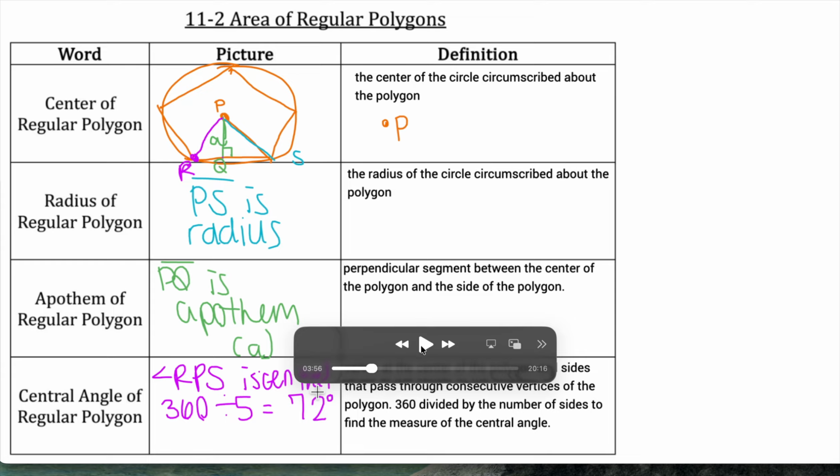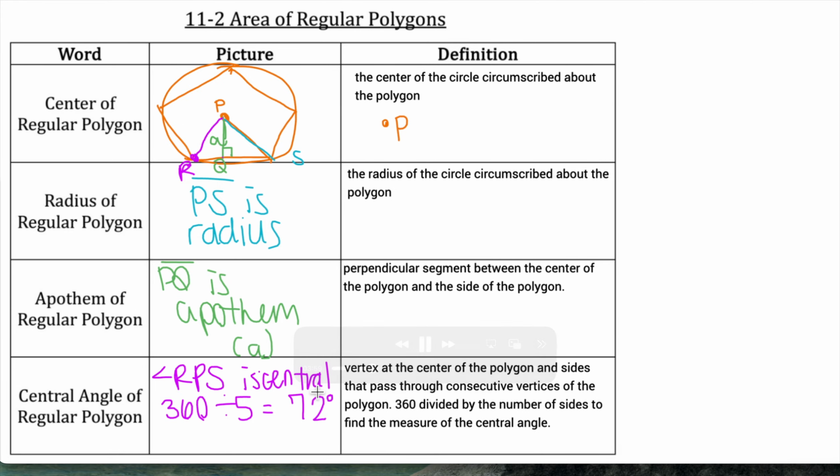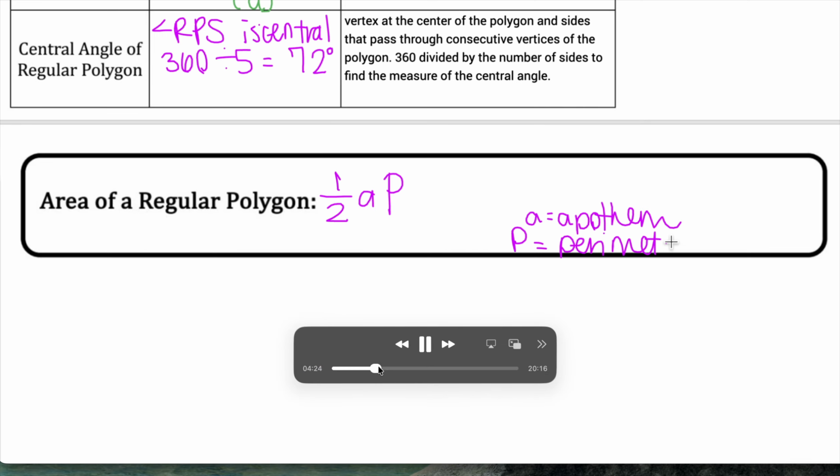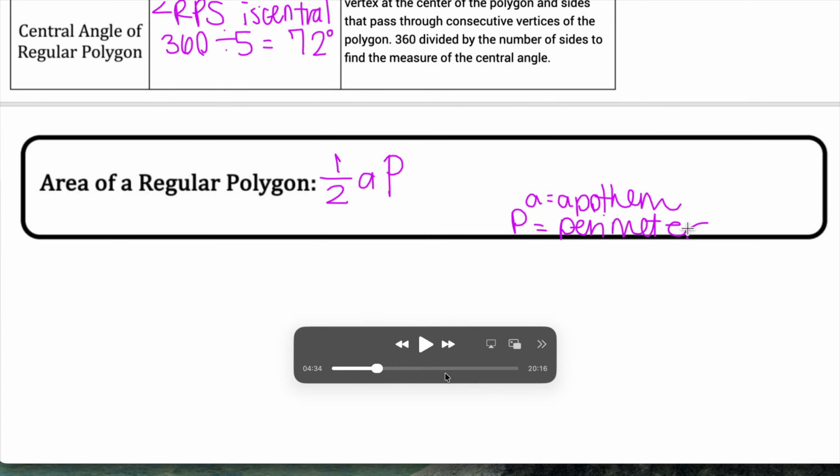Before we continue, make sure you've got all these copied down, and then we'll get started with the next part of our questions. Next up we have the area of a regular polygon formula, and we're going to use 1/2 times A times P, where A is your apothem and P is your perimeter. Remember, perimeter is just adding up all the outside edges together. Again, make sure you have this written in your notes.